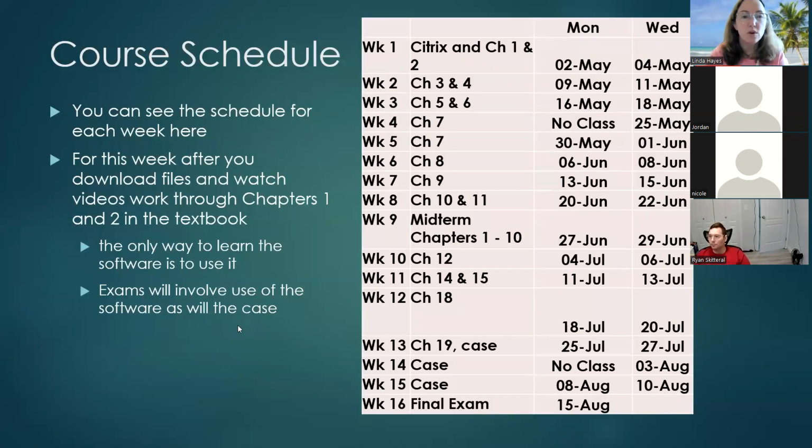So this is the course schedule, which I know you did. That was the question that just came up. So basically for this week, we already said, download the files, watch the videos. And for week 1 in the planning calendar, it said Citrix and chapter 1 and 2. So that is what you should be doing today, May 2nd, and then Wednesday, May 4th.